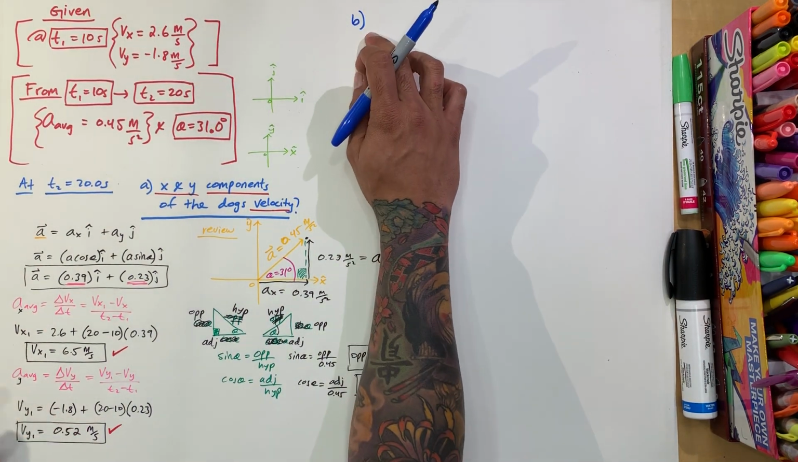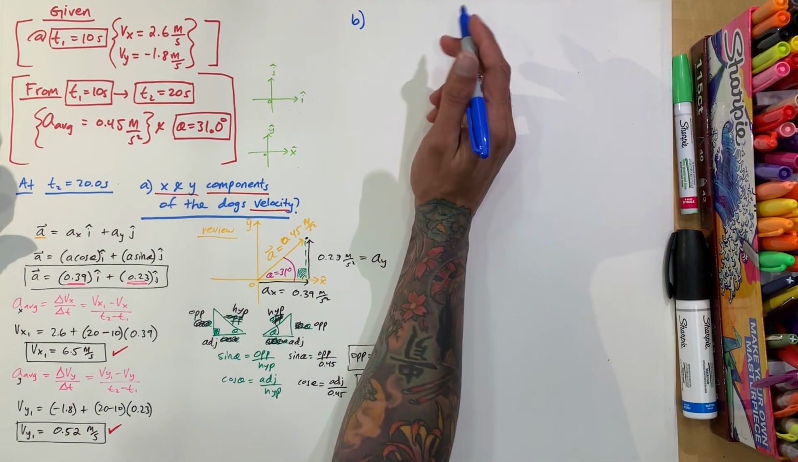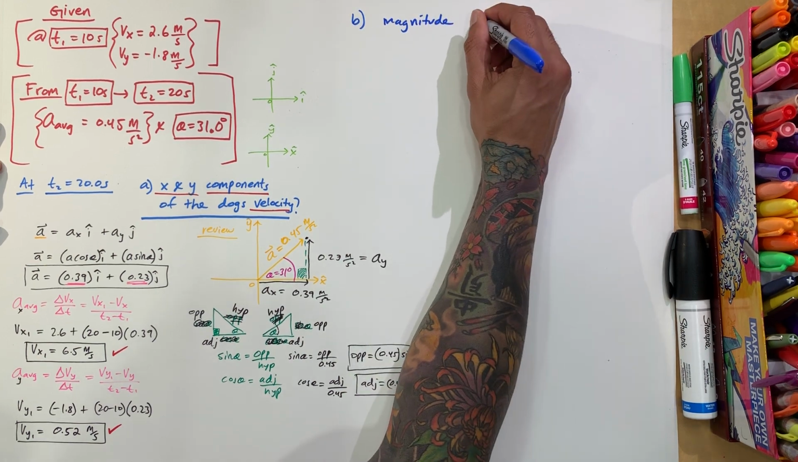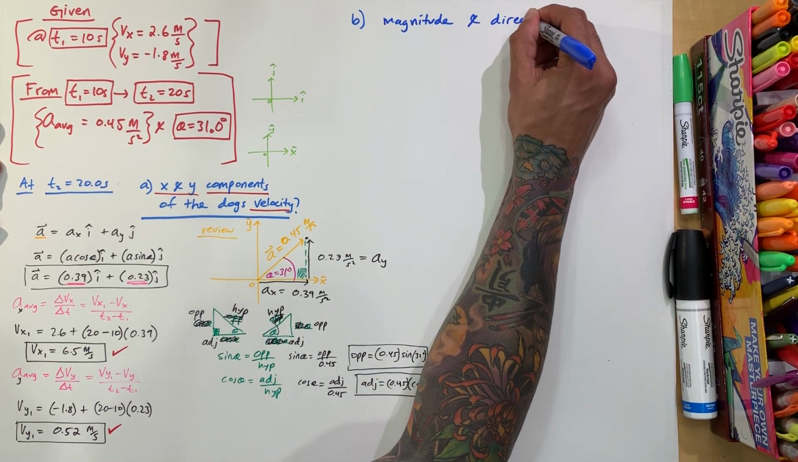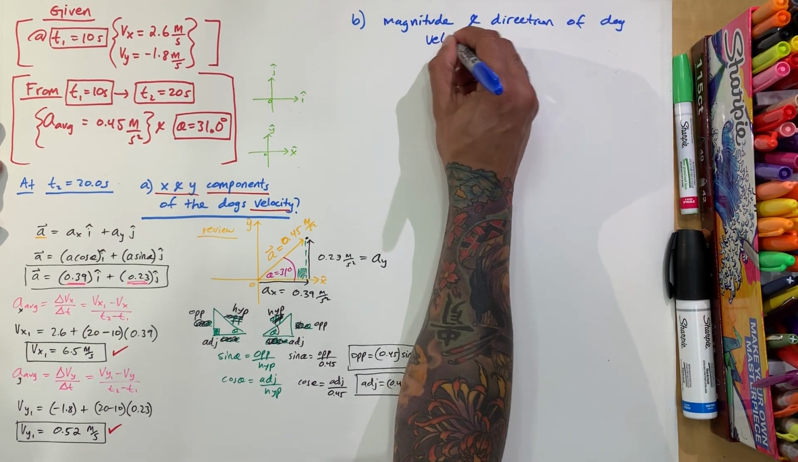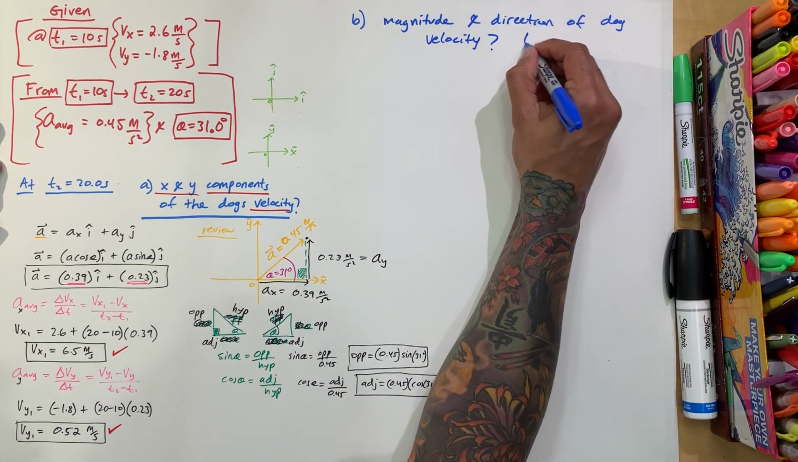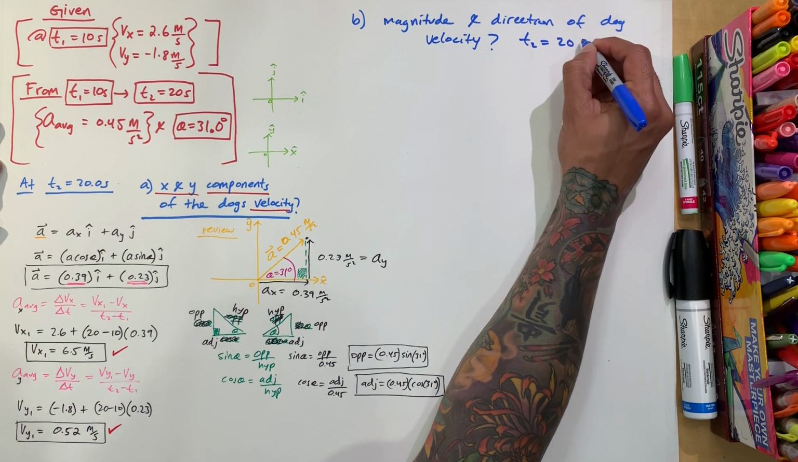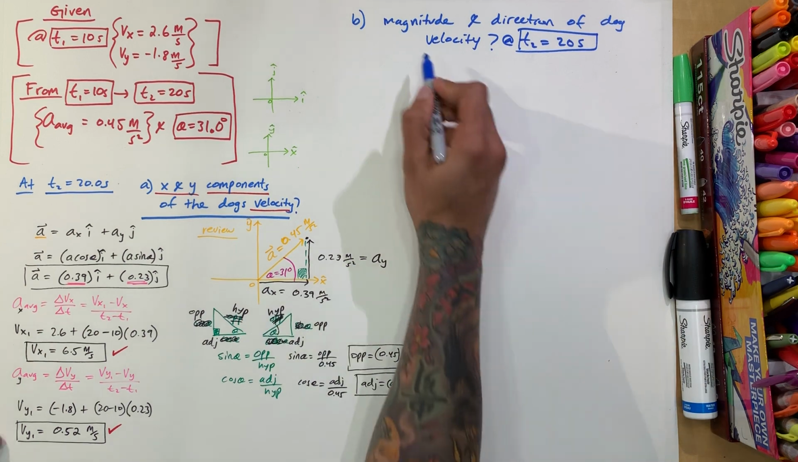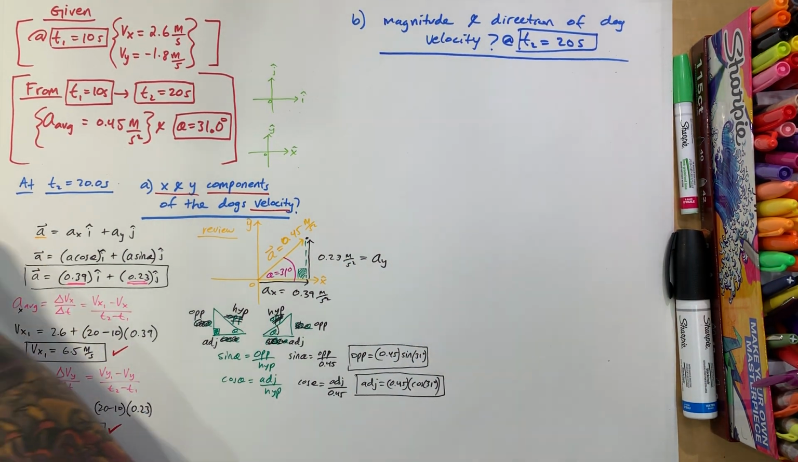Yeah. So part B, we got, what are the magnitude and direction of the dog's velocity? So now we want to know the magnitude and direction of the dog's velocity. All right, and this is still at t equals 2, which is 20 seconds. Okay, so let's see what that means. All right, we have, let's see.